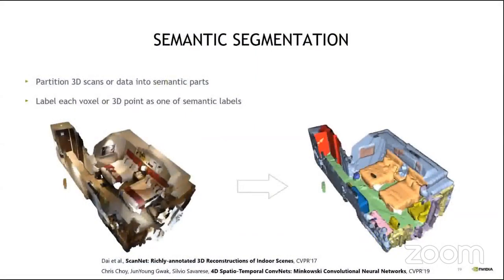Let's define semantic segmentation. 3D semantic segmentation is a problem pertaining to partitioning 3D scans or data into semantic parts. And similar to 2D semantic segmentation, we can solve this problem by labeling each voxel or point in the 3D scan as one of the predefined semantic labels. Here, I visualized an input 3D point cloud and the network prediction on the right side.